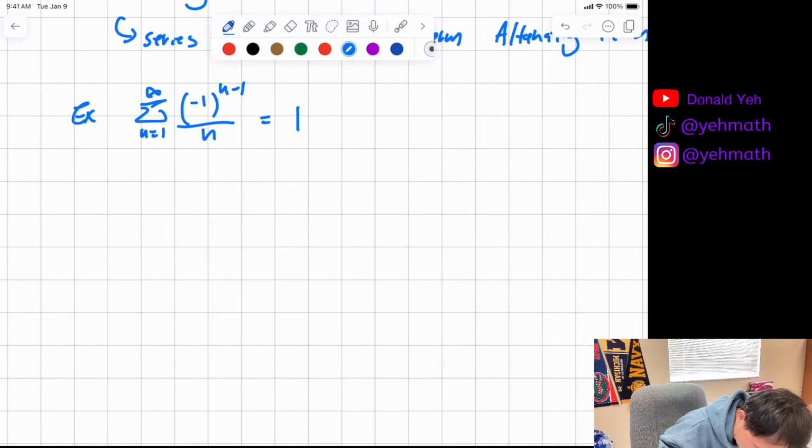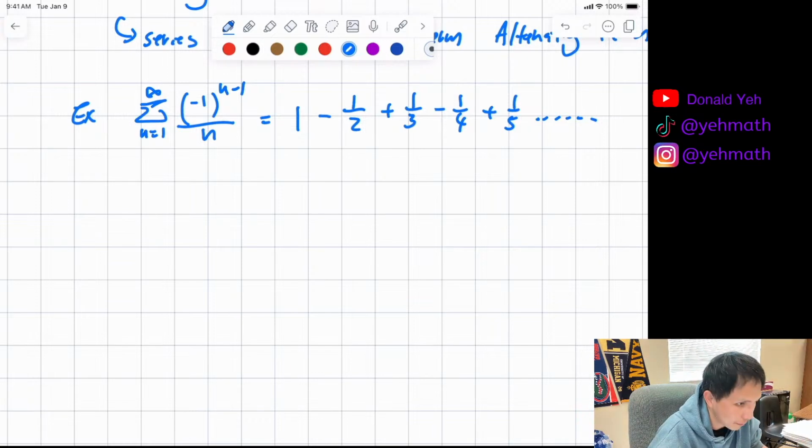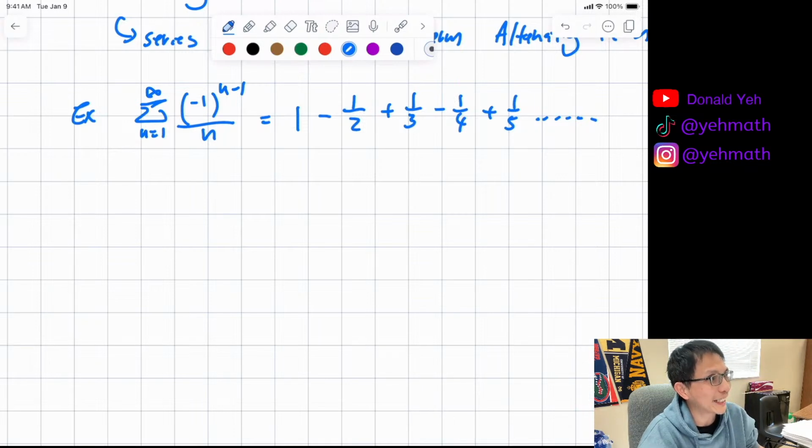So what will be the second term? -1 half. Plus 1/3. Minus 1/4. Plus 1/5, dot dot dot. Does this look like something that we know before, but it's not exactly the same? It looks like the harmonic series, but it's not the harmonic series. This is called the alternating harmonic series.